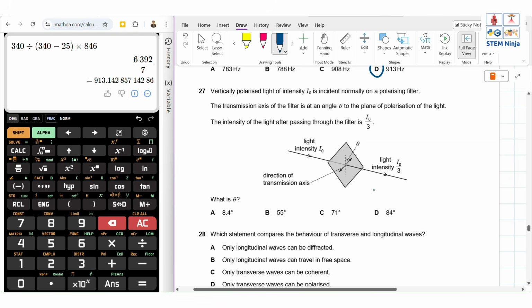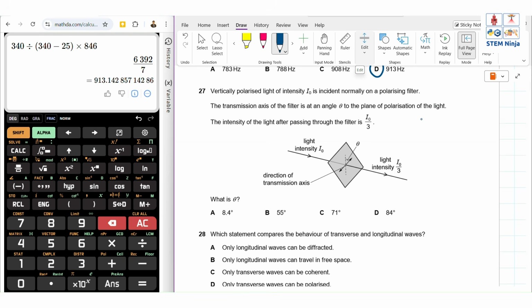Vertically polarized light of intensity I naught is incident normally on a polarizing filter. Transmission axis of a filter is at an angle theta to the plane of polarization of the light. The intensity of the light after passing through the filter is I naught over 3. What is theta?